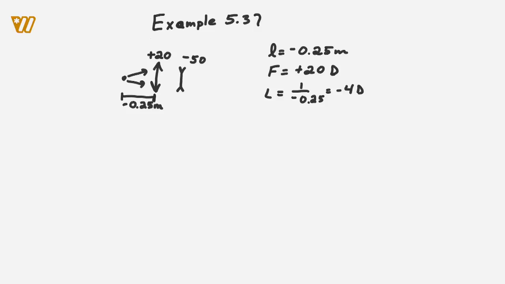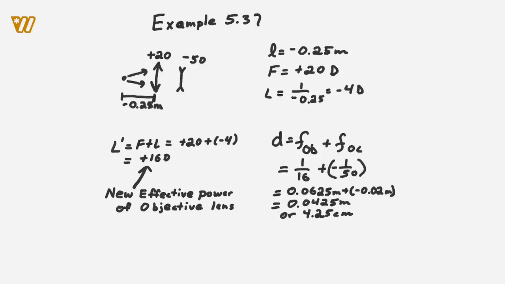So we think about what the divergence of light is as it enters that objective lens. That's going to be 1 over negative 0.25, which gives us negative 4 diopters. So as light is hitting this plus 20 lens, it's going to have negative 4 divergence. Good, so now we can use the general divergence equation: L prime equals F plus L, or you could also use V equals F plus U, or V equals P plus U, or V equals D plus U, whichever one you like to use.